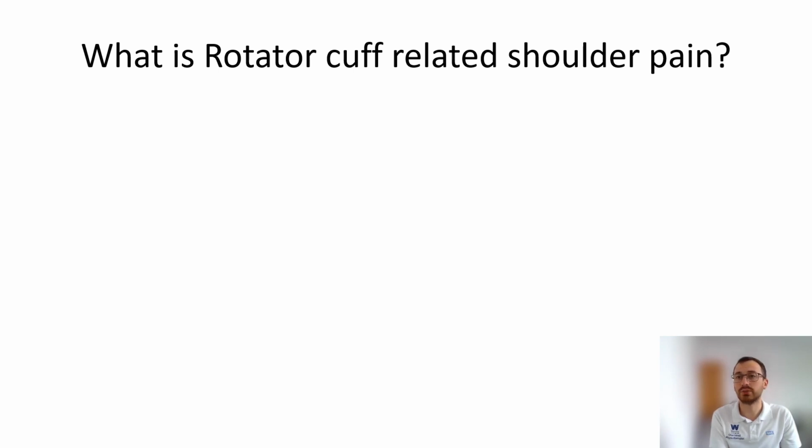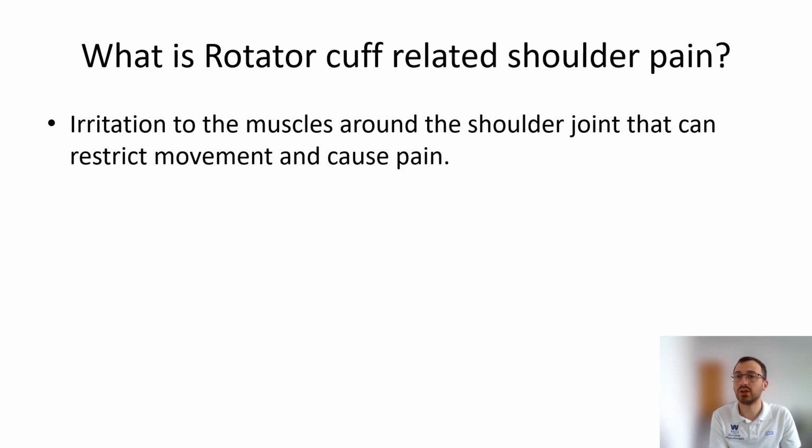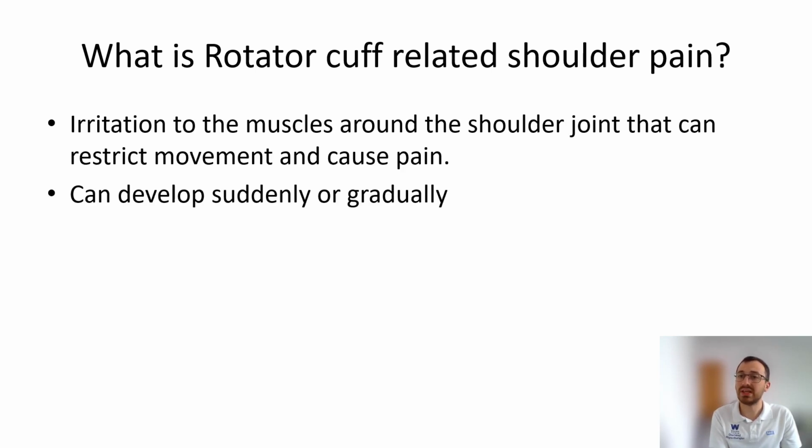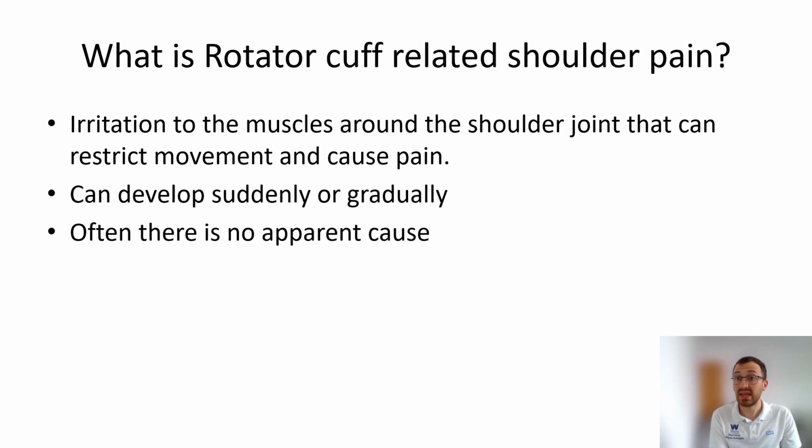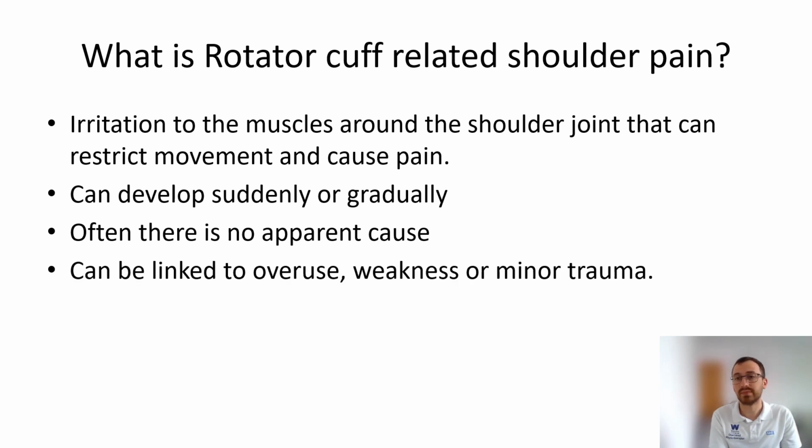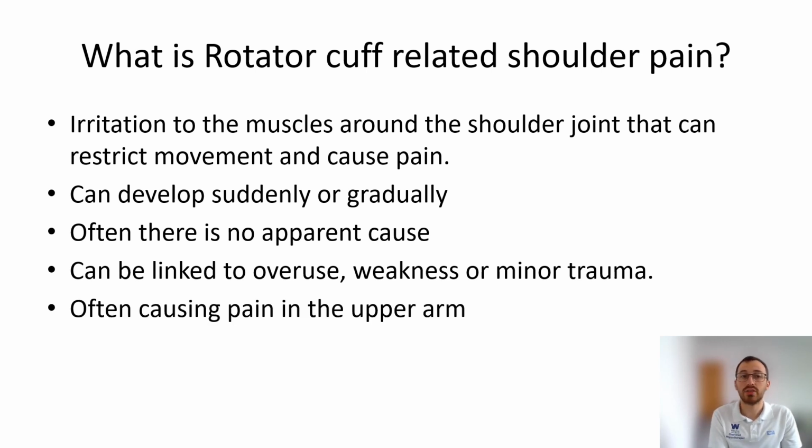Rotator cuff related shoulder pain is irritation to the shoulder muscles that can restrict movement and cause pain. It can appear suddenly or develop over a period of time. There may not be an apparent cause as to what has triggered it. Usually, it can be associated with overuse, weakness around the shoulder, and in some cases, even minor trauma. The pain can often be felt coming from the upper arm and will cause difficulties with overhead activities, lifting, and even driving.